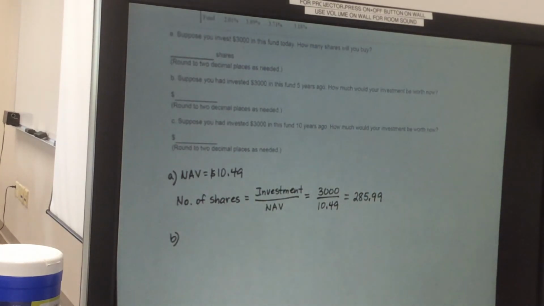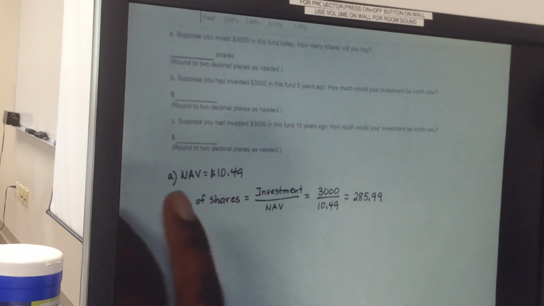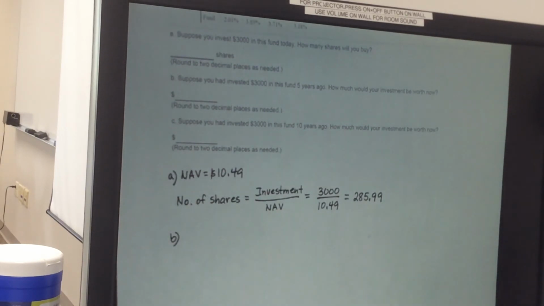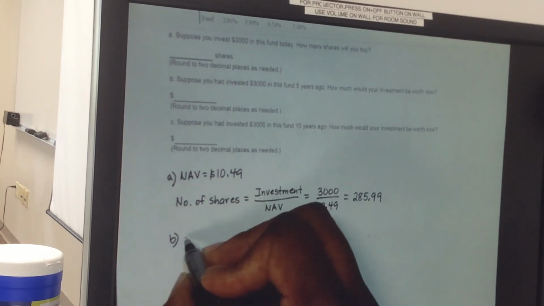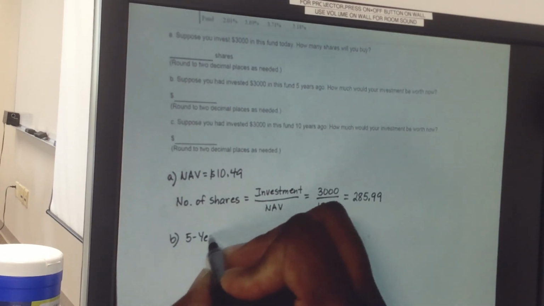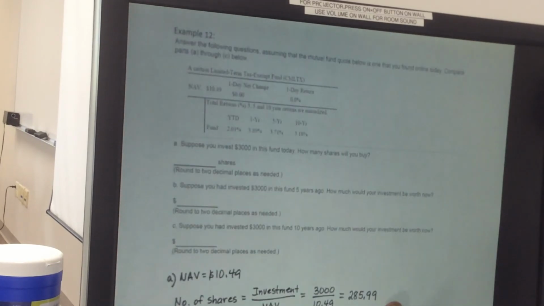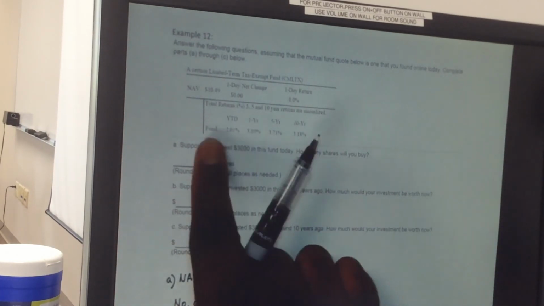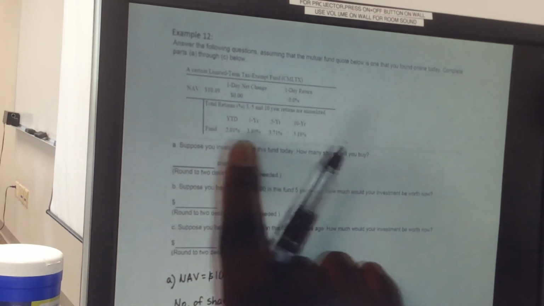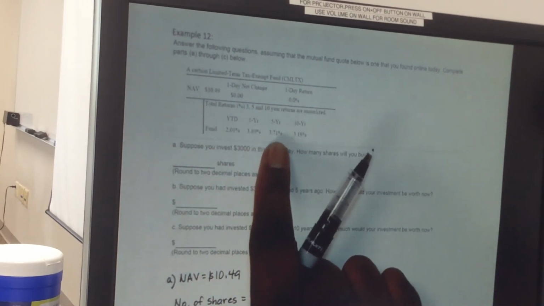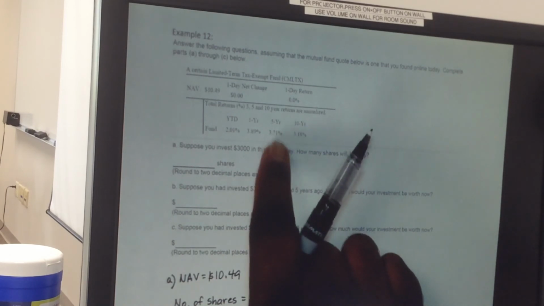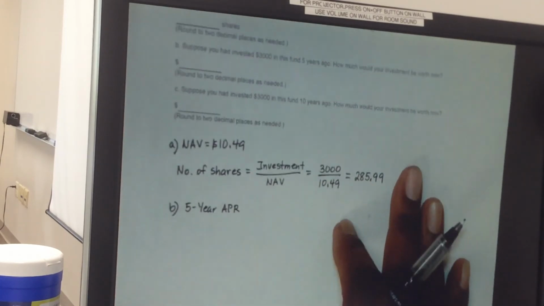Now in part B, suppose you had $3,000 in this fund 5 years ago. How much would your investment be worth now? Okay. Now 5 years ago. So we need to look at the 5-year annual percentage rate from this table. If you look here, your 5-year APR right here, that's 3.71%.